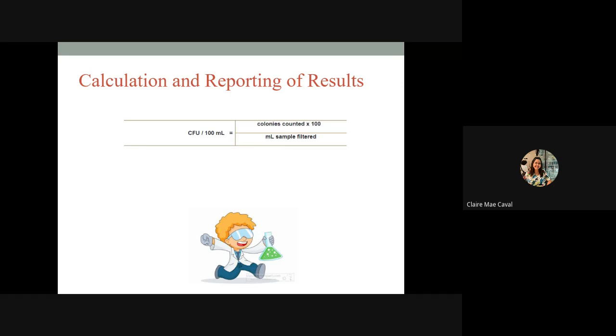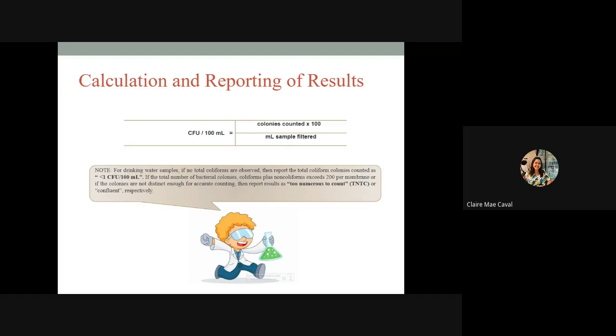And lastly, I already discussed this: if there is zero or no growth in total, fecal and E. coli detection using the membrane filtration technique, it should be reported as less than 1 colony forming unit per 100 ml. If the colonies are not distinct enough for accurate counting, report the results as too numerous to count, TNTC, or confluent, respectively. But TNTC is already equal to greater than 200 colony forming units per 100 ml.